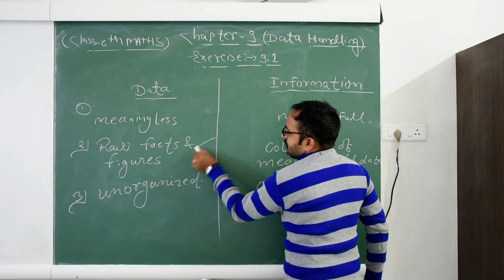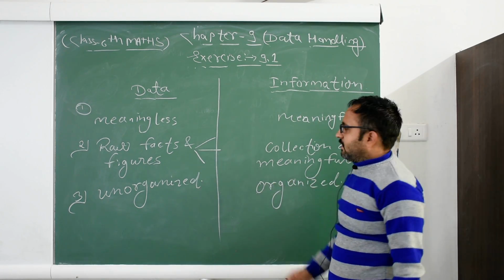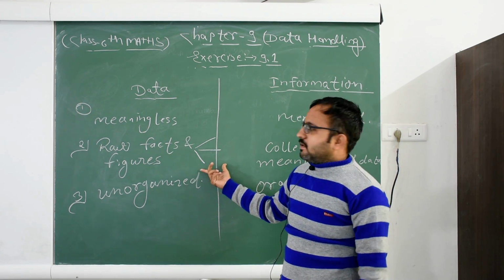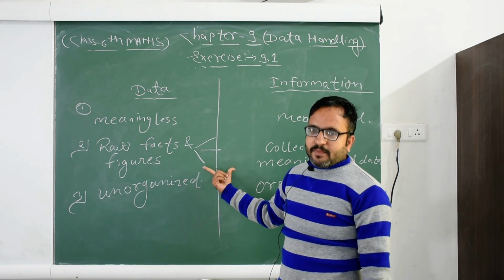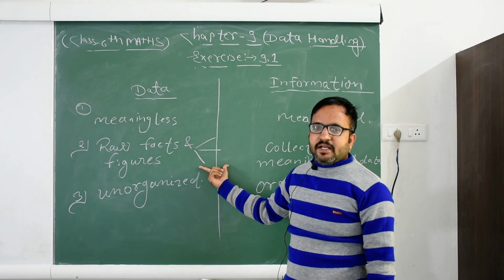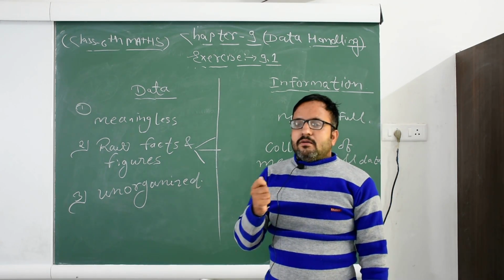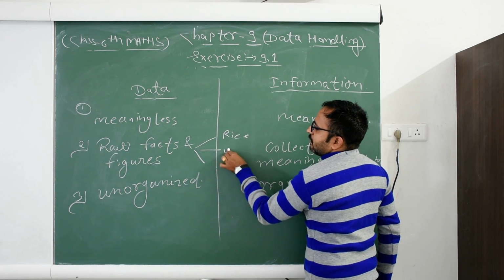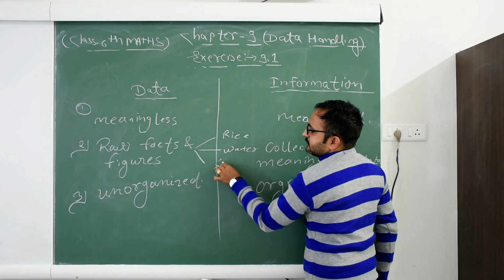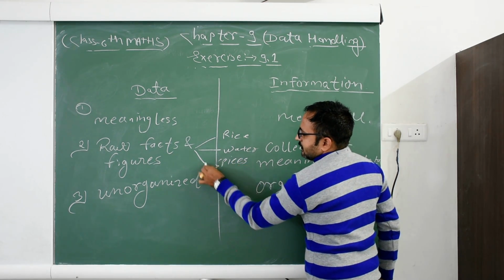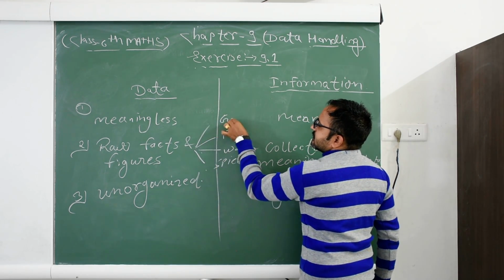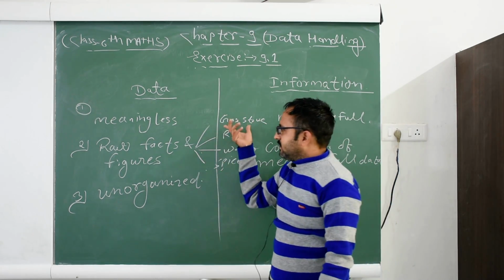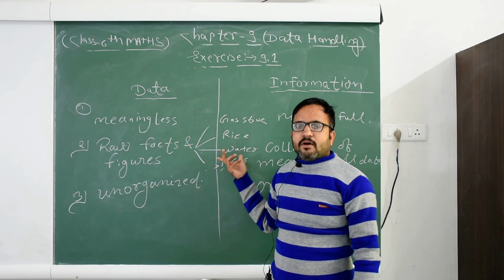For this we take an example. If you want to prepare khichdi as a food, before starting to prepare khichdi, we need different types of raw material like rice, water, spices and gas stove, and many other things. So this is the raw material for your khichdi.